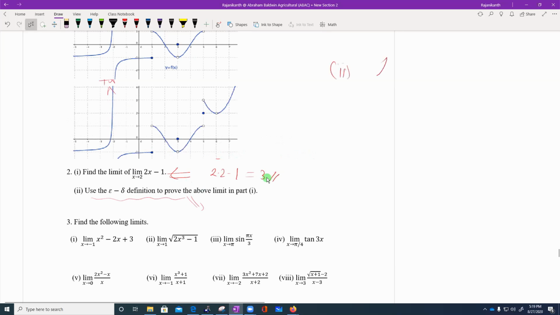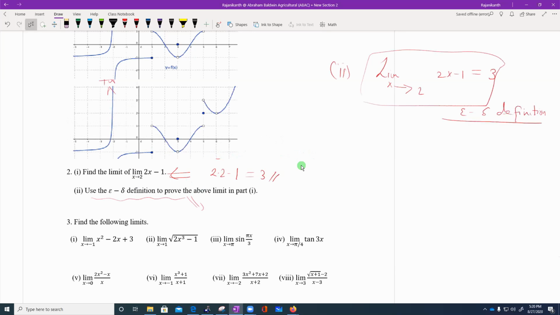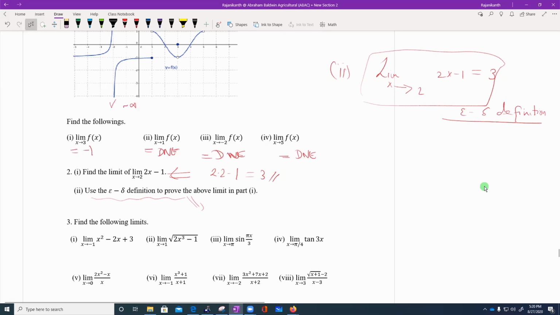Okay, what do you want to prove? You need to prove that the limit as x goes to 2 of 2x minus 1. What is the answer you got? 3. So you have to prove this by using what? Epsilon delta definition. Remember in the lecture notes, that's a procedure we always follow, right? So I already posted the answer in detail.